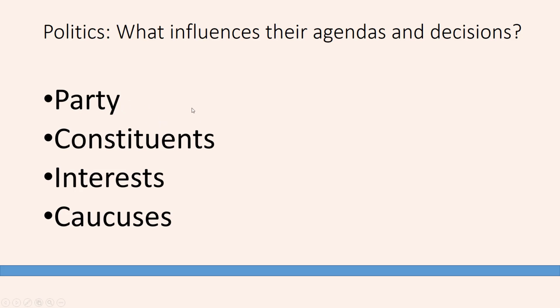Constituents, those are the people that vote for the people in office. They have accountability towards those people. Those are the people that elected them. I elected certain people, and if those people don't follow through on the sorts of things that they communicate, there are consequences for that, right? And we'll talk about those.